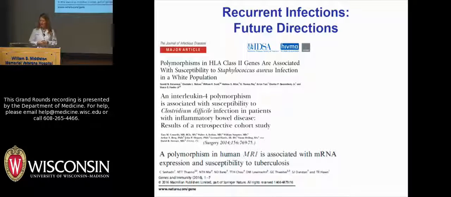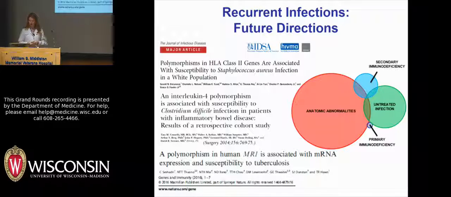Looking at some of the recent studies, you can see many polymorphisms are linked to infectious risk. Here, polymorphism in IL-4, a risk to Clostridium difficile, not something we normally consider to be in only immunodeficient patients, of course. And then MR1 for tuberculosis, a disease known to affect a whole variety of patients.